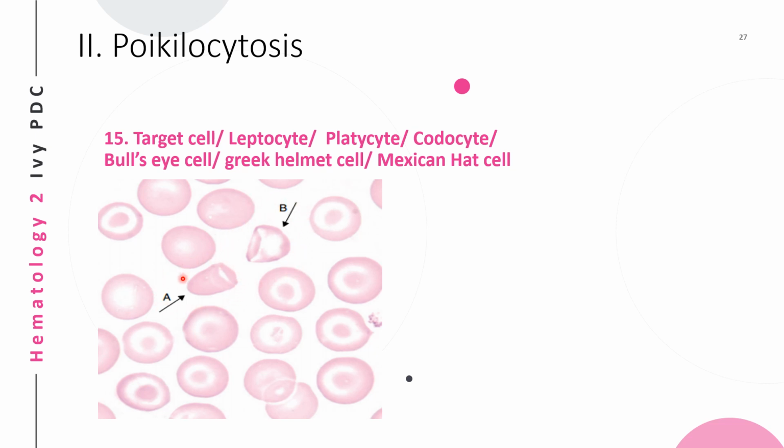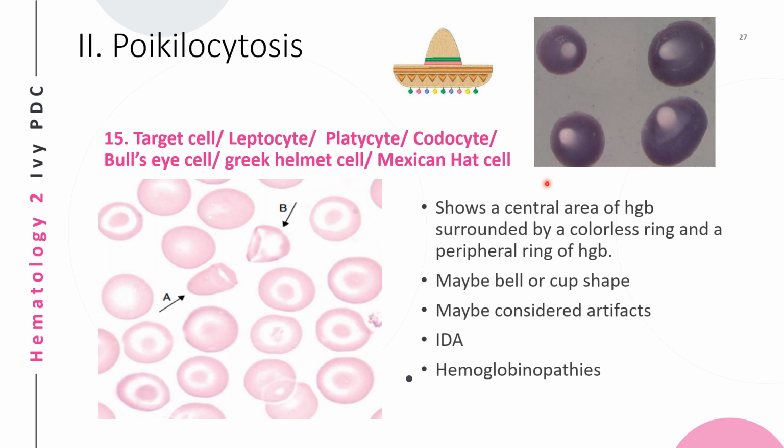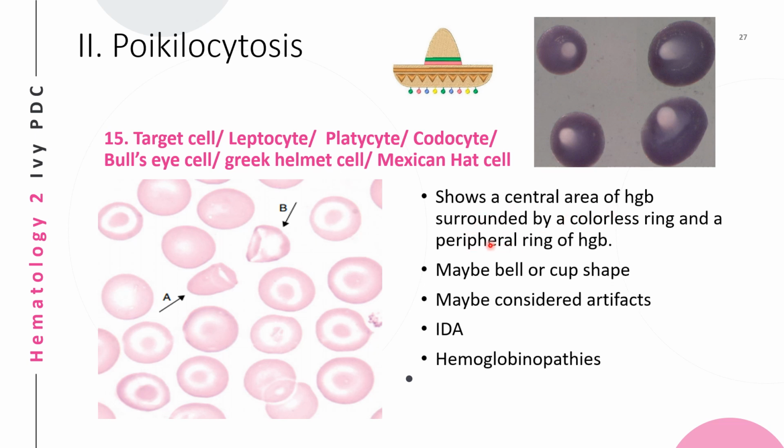This is an example of a target cell. It's called a Mexican hat because it resembles a Mexican hat. In 3D, this is how they look like. So this is the red blood cell, and this is how they look like the Mexican hat. So this top would be that top. Now, it shows a central area of hemoglobin surrounded by a colorless ring and a peripheral ring of hemoglobin.